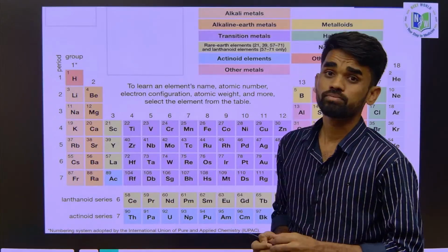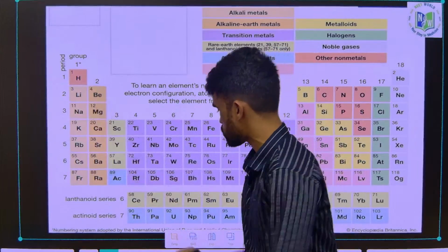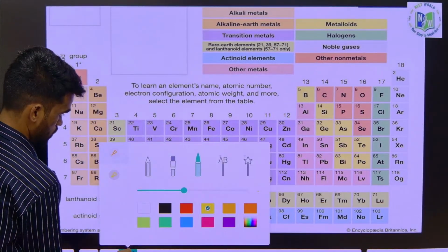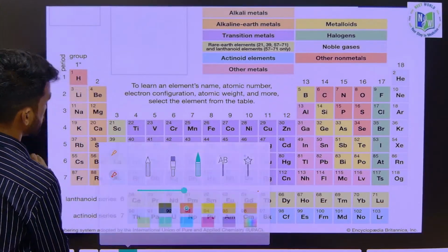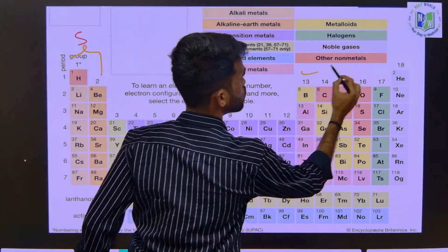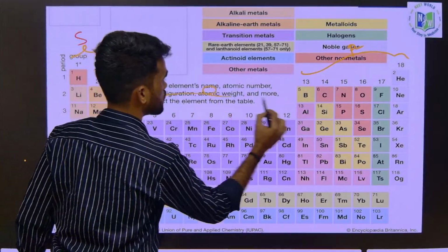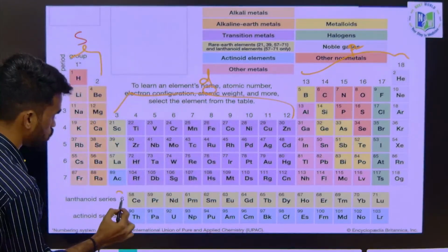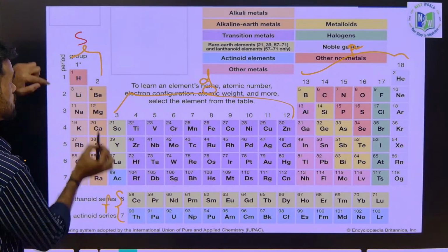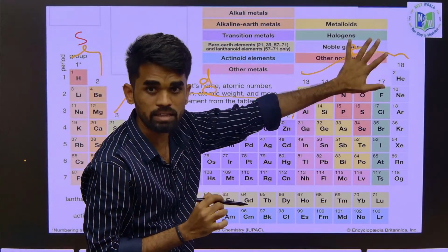Okay. Now, how many groups belong to the S block? See, the first 2 belong to what? S block. Okay. So these 2 are S block. And this 13 to 18, these are what? P block. And this middle one is what? D block. And these bottom portions are F block. Okay. So now what are the group numbers? 1, 2 for S block, and from 13 to 18 P block, like that you need to remember.